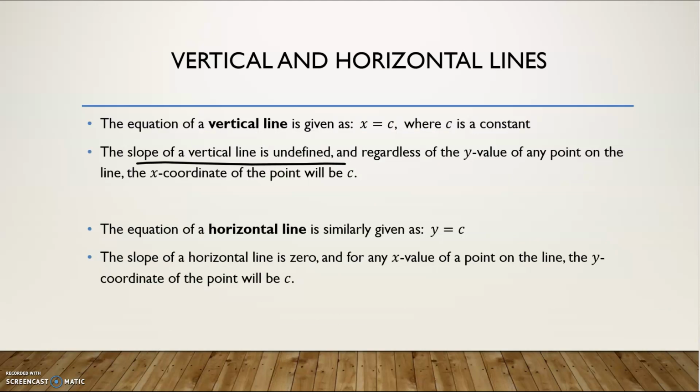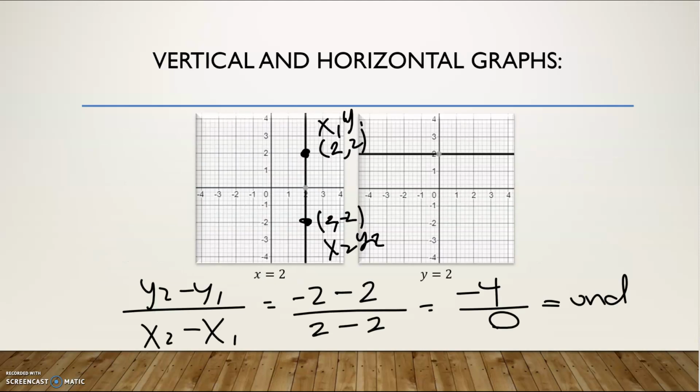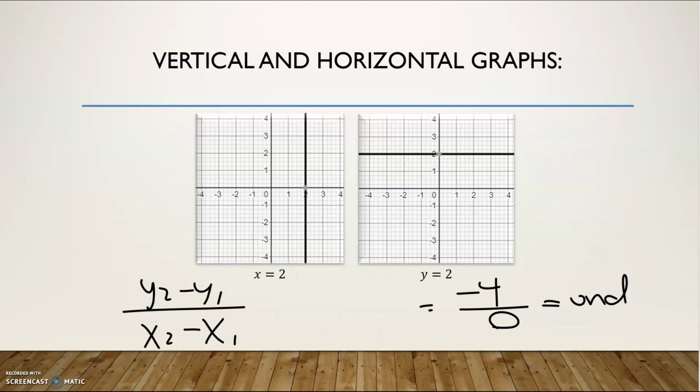Regardless of the y value, for any point on the line, the x-coordinate will be the point c. So anywhere on this line, here, here, here, here, the y values are changing, but the x values are staying exactly the same. For every single point I have on this line, x will always be equal to 2 for this graph.